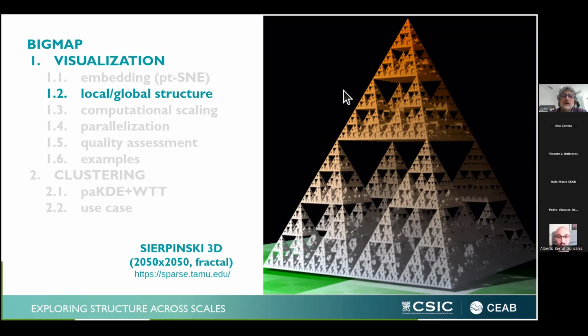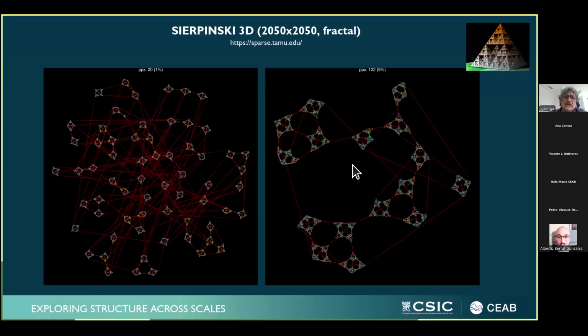And so if we were to perform an embedding of this structure, we would expect that when we use a low neighborhood size parameter, we would capture the little tetrahedrons that form the structure, to visualize them. And as we move to higher values of perplexity, we would expect the algorithm to capture the global structure, or higher levels of structure, present in this data. And this is what we see here.